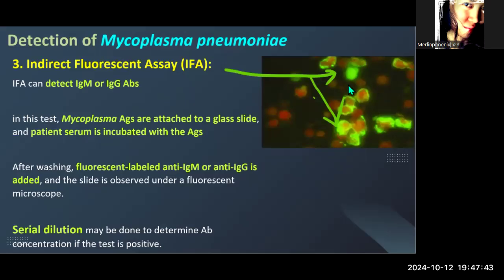This one is the IFA, indirect fluorescence assay, and it can detect either IgM or IgG antibodies. In this test, mycoplasma antigens are fixed onto a glass slide, and the patient's serum is incubated with these antigens. After washing, fluorescent-labeled anti-IgM or anti-IgG is added, and the slide is observed under a fluorescent microscope. If the test is positive, serial dilution may be performed to assess antibody concentration.